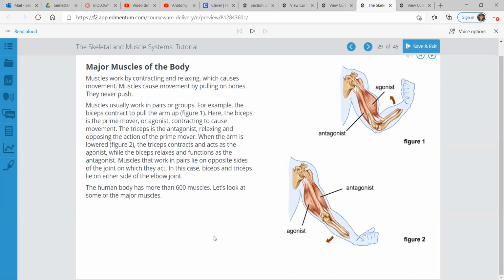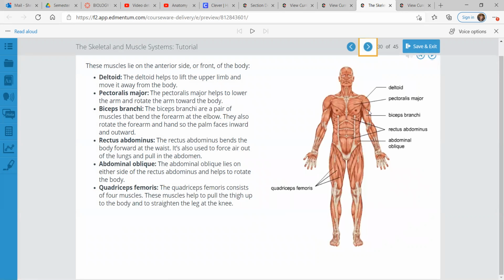And the human body has more than 600 muscles. So let's take a look at some of the major muscles. If you've ever worked out before, you'll recognize how the body is categorized. We have your deltoids. These are your shoulder muscles. They help lift the upper limb and move it away from the body. We have your pectoralis major, or your pecs. These help to lower the arm and rotate the arm toward your body.